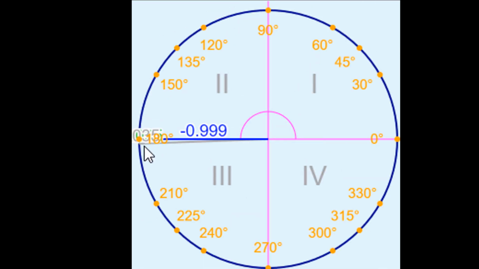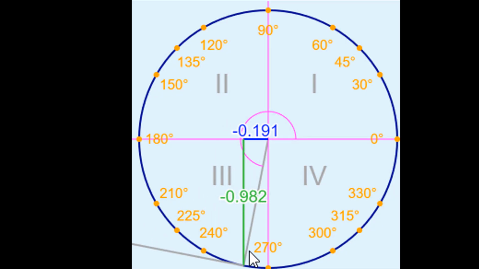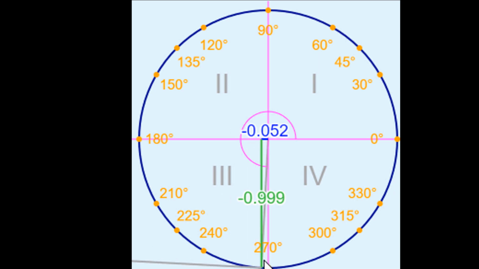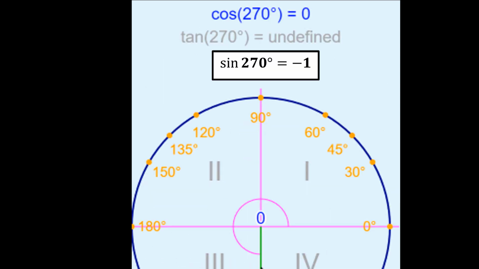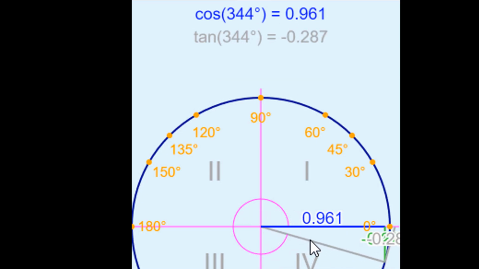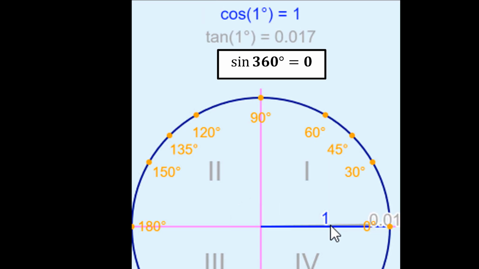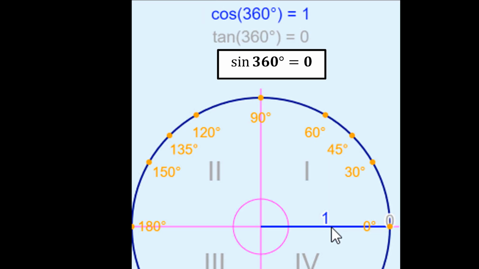As you move down toward 270, the opposite side of the triangle is getting bigger and bigger, closer and closer to 1, actually -1, and the adjacent side, the x-coordinate, is getting tinier and tinier. Sine is -1 and cosine is 0. Then as you go back up to 0 degrees or 360, the opposite side is getting tinier and the adjacent side is getting bigger. So when you get to the top, cosine is 1 and sine is 0.